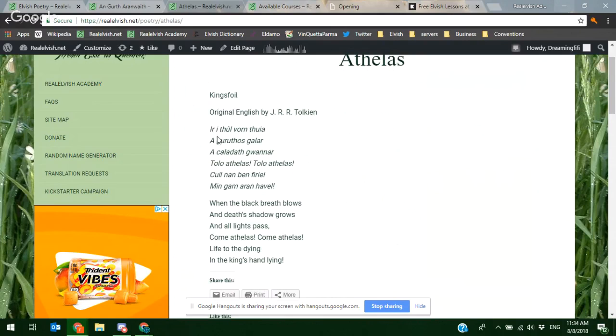Okay, this would change. The mutation after and. Yeah, this is an old one too.